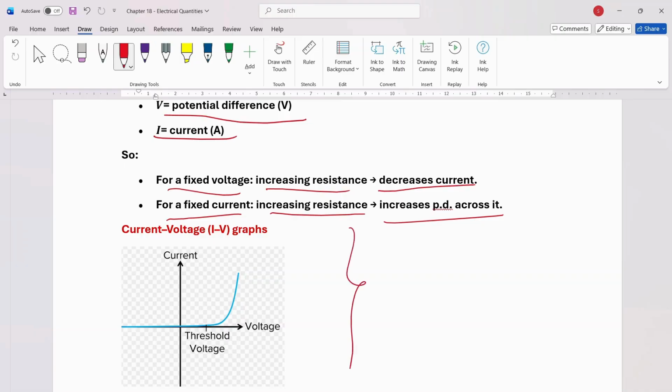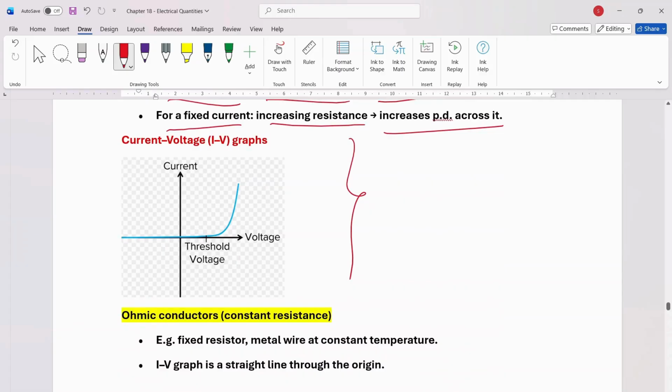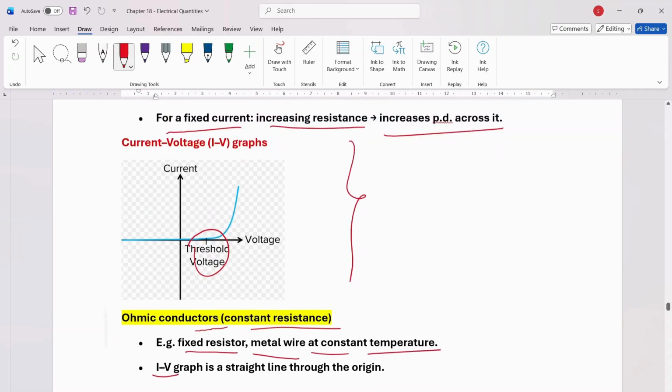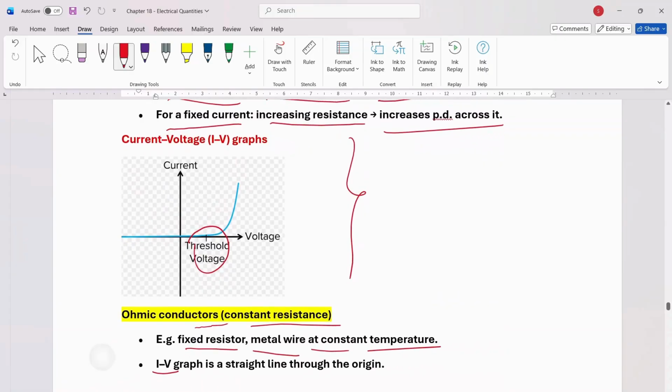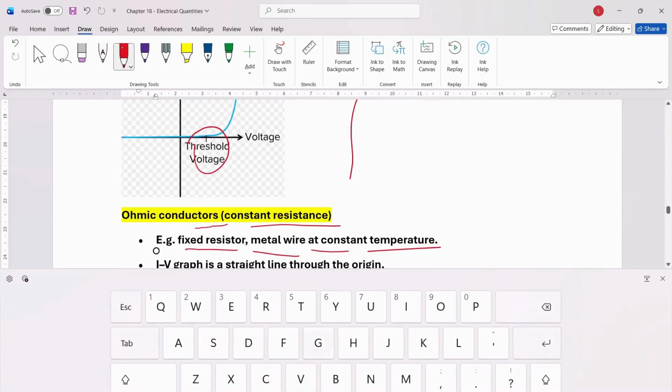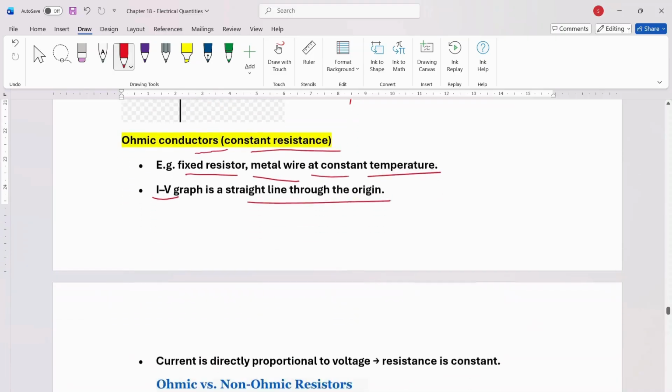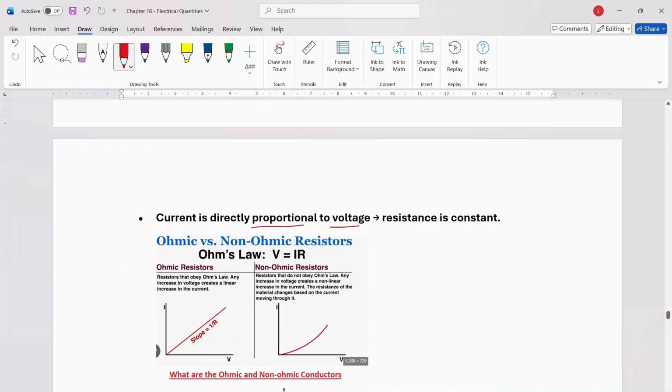We have a graph of current against voltage where you can show the relationship between the current and the voltage. This is the threshold voltage. Ohmic conductors have constant resistance. Examples: fixed resistors, metal wire at constant temperature. The current-voltage graph is a straight line through the origin. Current is directly proportional to voltage, so resistance is constant.